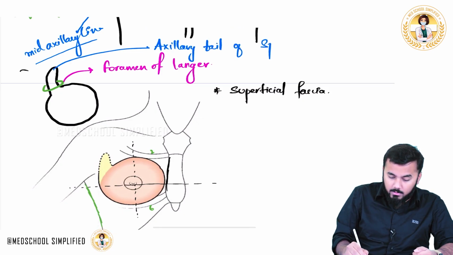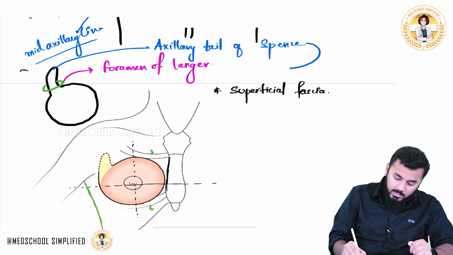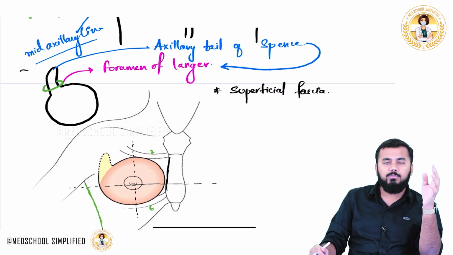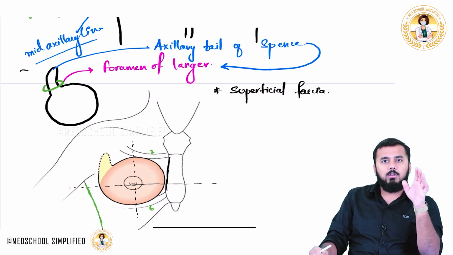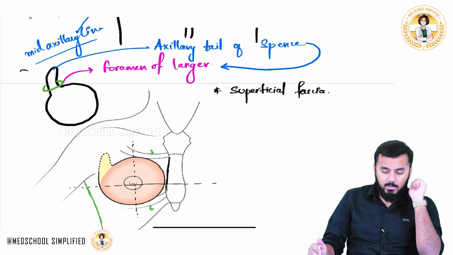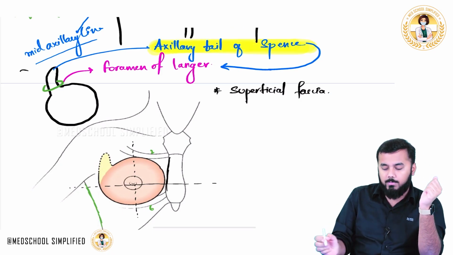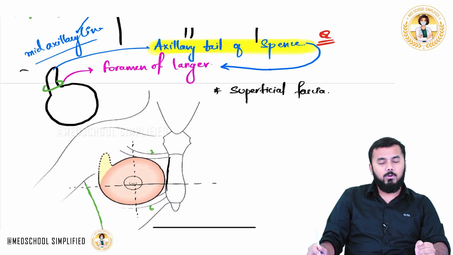Axillary tail of Spence actually pierces the deep fascia and enters through a foramen called the foramen of Langer. The question which was asked previously was, what pierces or what passes through the foramen of Langer? It is the axillary tail of Spence which passes through the foramen of Langer. So this is a very, very important thing. You have to remember it.